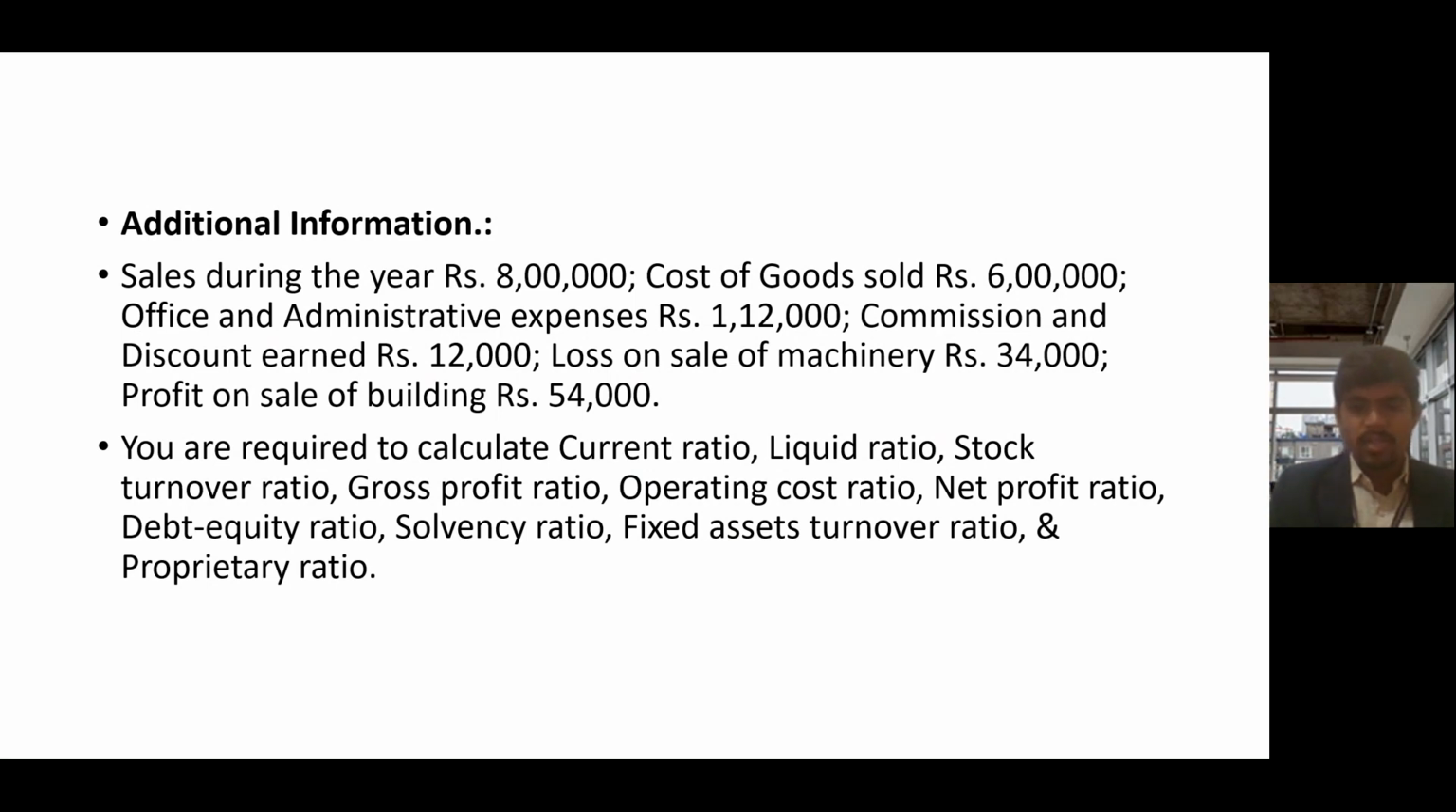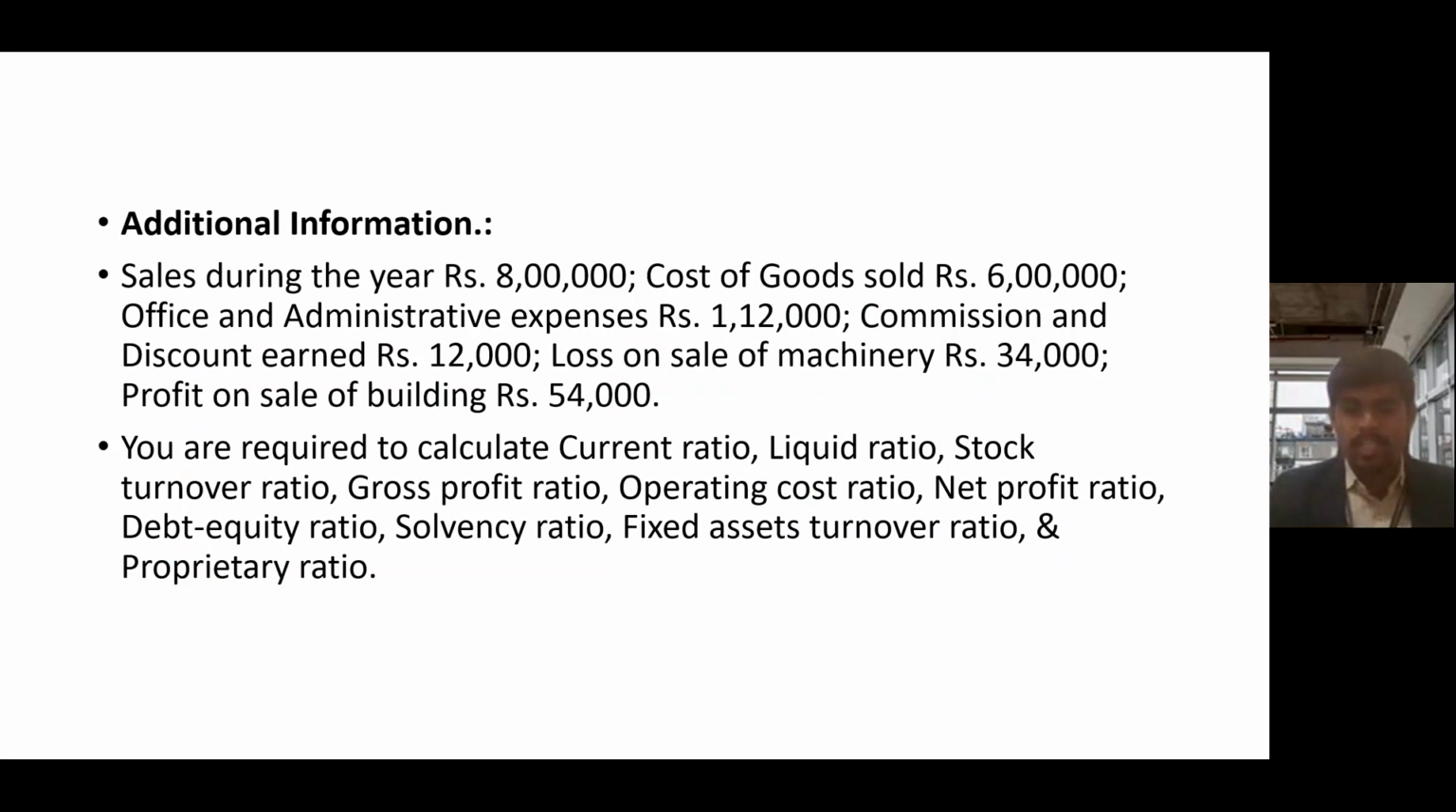Next, loss on sale of machinery: they had a loss of 34,000 rupees on selling one of their machines. And next, profit on sale of building: they sold one building on which they earned a profit of 54,000 rupees. Now we are required to calculate the current ratio, liquid ratio, stock turnover ratio, gross profit ratio, operating cost ratio, net profit ratio, debt equity ratio, solvency ratio, fixed assets ratio, fixed assets turnover ratio, and proprietary ratio. These are all asked for Nishant Limited.